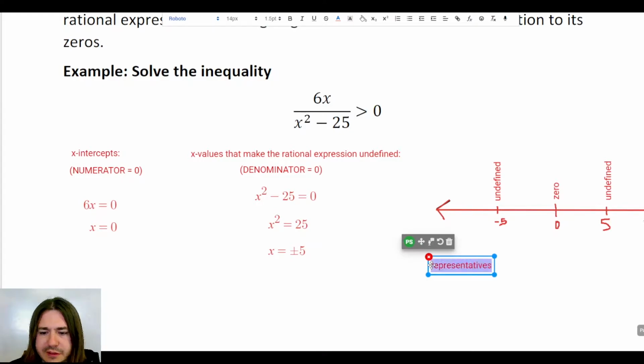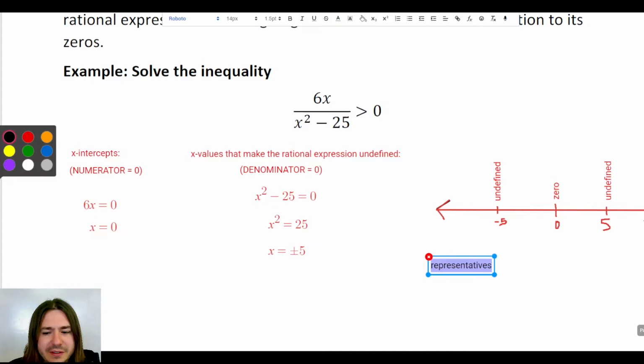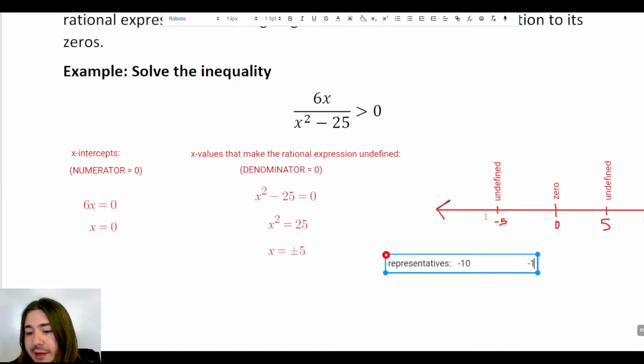Representatives. Let's see if I can spell today. So the representatives I'm going to pick, if you went through the last couple of videos, you would see that I kind of picked the same numbers over and over again. In this interval between -∞ and -5, I'm going to pick -10. In between -5 and 0, I'm going to pick -1. In between 0 and 5, I'm going to pick 1. And in between 5 and infinity, I'll pick 10.